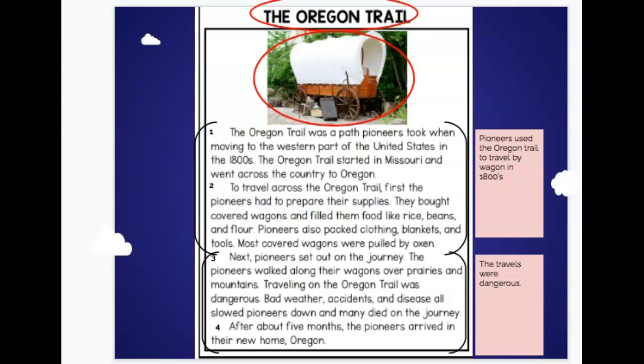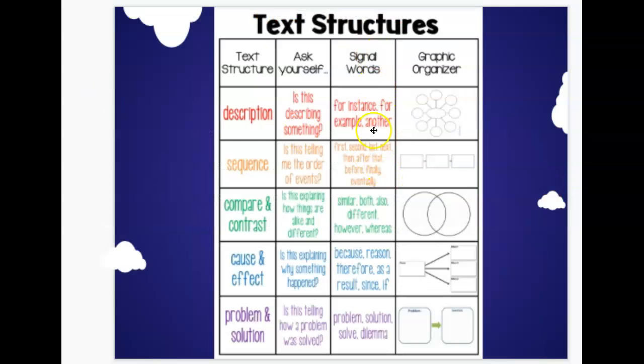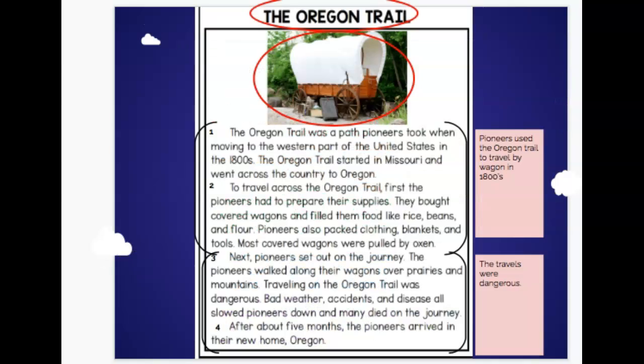Okay, so after looking over my keywords, I'm looking for words such as first, and then keywords such as next. I'm thinking this is sequence of events. It was giving me the steps in order for the process that pioneers had to go through when traveling.